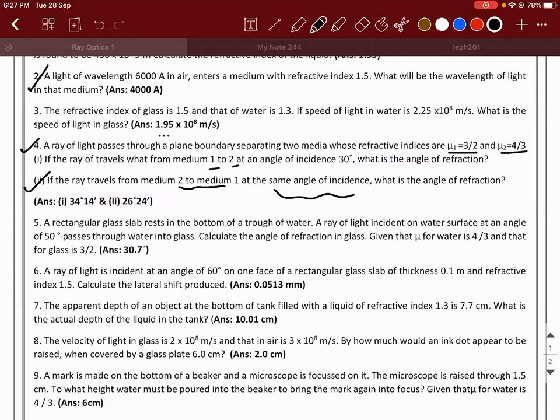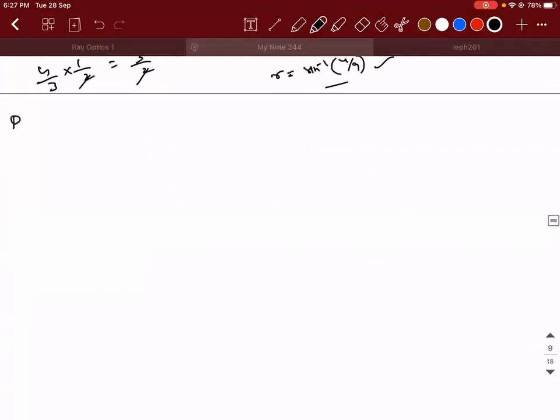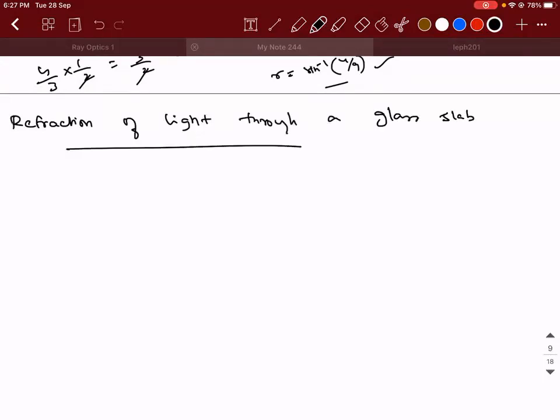Now I'll explain the concept of the glass prism. So write it down. Refraction of light through a glass slab. When I say glass slab, I'm talking about a rectangular glass slab. Okay.